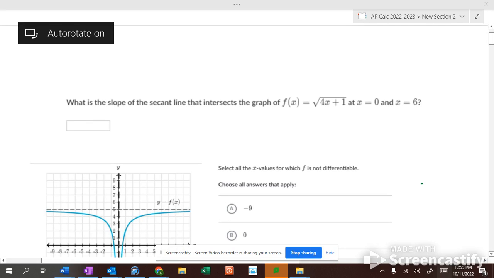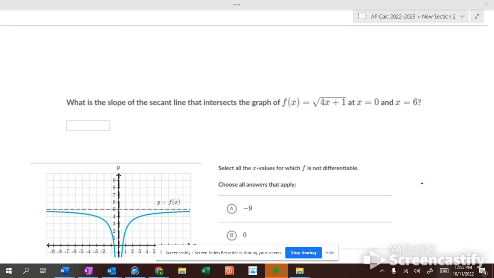Slope of a secant graph of a function at 0 and 6, what would you do? This is a secant line, not a tangent line. Makes a little difference. Well, a secant line hits the graph at 2 points. So you're finding the slope of a graph like this that hits it here and here.